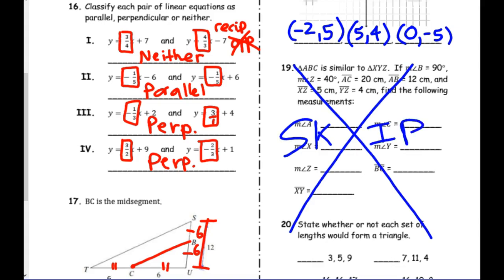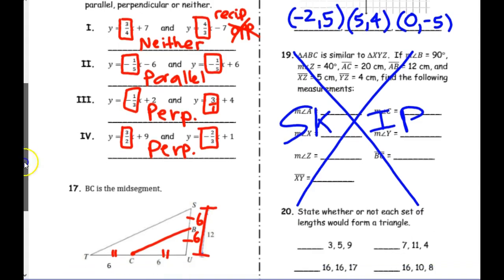Alright. Not to get into the next one, because number 20, let's do that one. State whether or not each set of lengths would form a triangle. So, on here, remember, the way we do it is we add the two smaller sides and see if it's bigger than the third side. If it is, it's a yes. If it isn't, or if it's equal, it's a no.